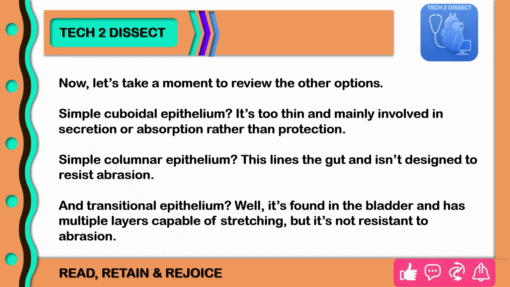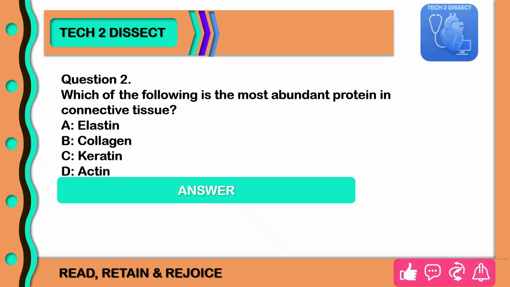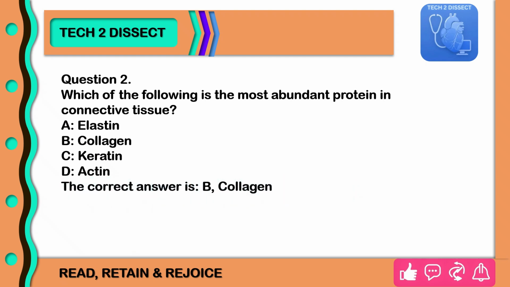to abrasion. Question 2. Which of the following is the most abundant protein in connective tissue? A. Elastin. B. Collagen. C. Keratin. D. Actin. The correct answer is B.